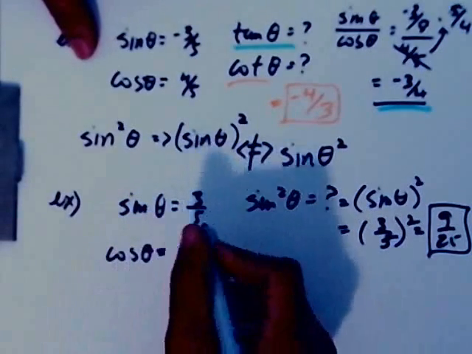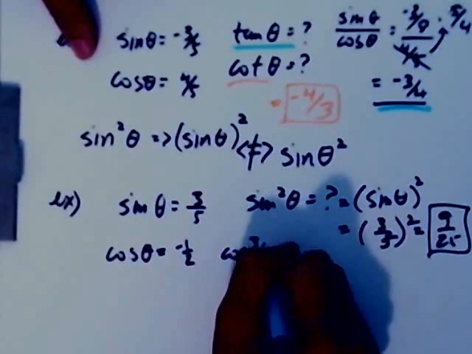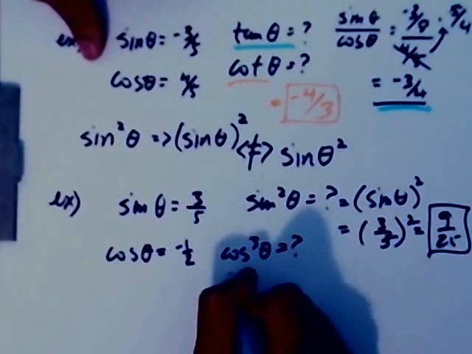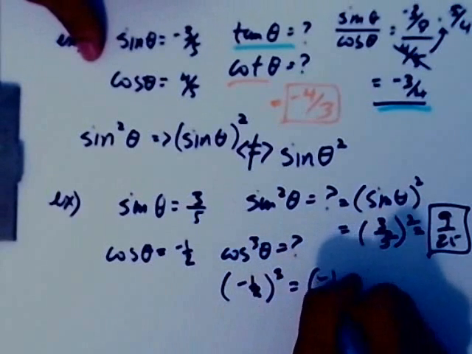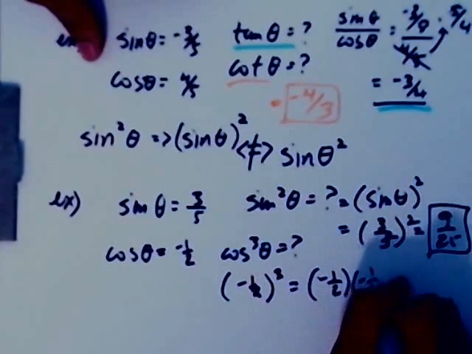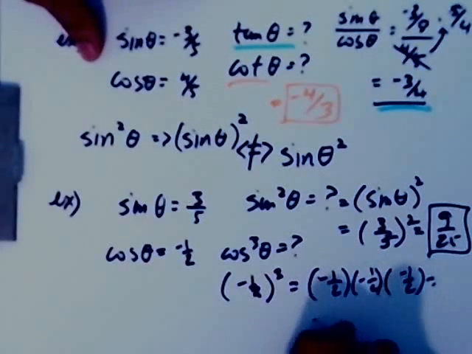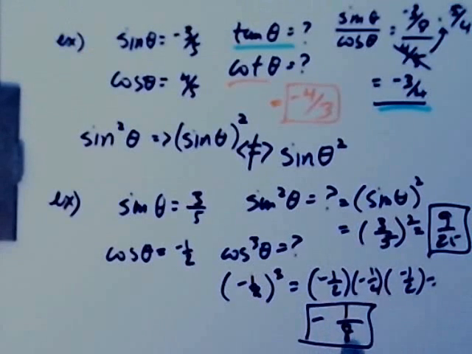Let's do another example. Cosine of the angle is equal to -1/2. I want to find cosine cubed of theta equals question mark. Not that bad. What we do is we put in -1/2 cubed. That's the same thing as -1/2 times -1/2 times -1/2. Negative times negative times negative is negative. Make sure you can multiply straight across, and multiply straight across in the denominator. You should get negative 1/8.